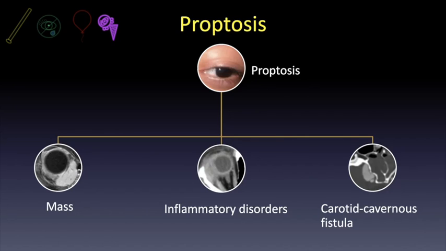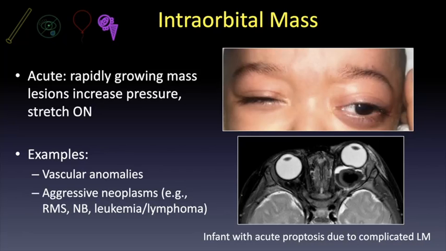The last major emergent indication for orbital imaging that we'll discuss is proptosis. This may be caused by masses, inflammatory disorders, and vascular pathologies. Vascular anomalies and aggressive neoplasms are typically the only intraorbital mass lesions that are sufficiently rapidly growing to cause acute proptosis. This may cause injury to the optic nerve due to stretching. In this example, this infant developed sudden onset proptosis due to hemorrhage into a retrobulbar lymphatic malformation. The patient underwent emergent orbital decompression with evacuation of the hematoma.